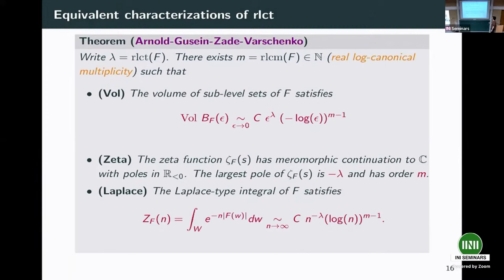Then there is an integer m. It's not standard terminology, but I'll just call it the real log-canonical multiplicity, such that we have the same asymptotic as before. So the volume of sub-level sets satisfies these. The zeta function is meromorphic, and the largest pole is minus lambda with order m. And the Laplace type integral satisfies this.